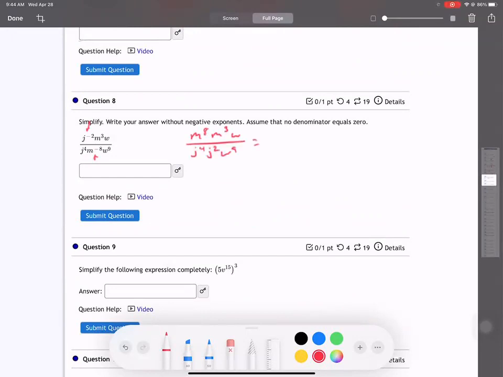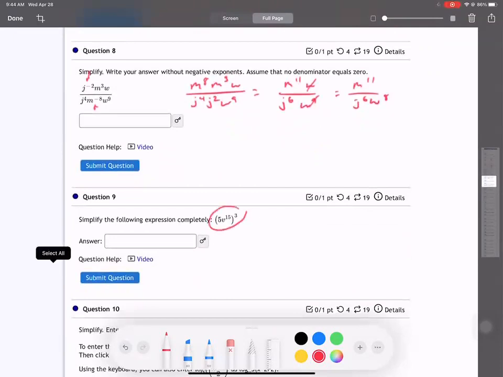We can combine some stuff. We have a bunch of m's on top. We have 11 m's on top. We have 6 j's on the bottom now, and we can still get rid of some of these w's. M to the 11 power over j to the 6, and we have 8 w's left.